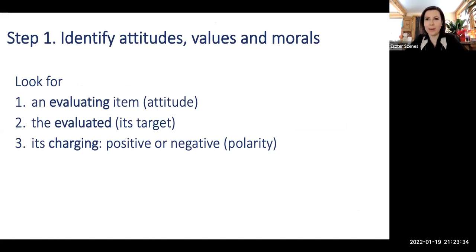So what are we doing here when we analyze axiological constellations using appraisal and the concept of axiological cosmology? The first step is to identify the attitudes, the values, and the morals that color a text. So we want to look for evaluating items. These are realized by the resources of attitude. We also want to look for their target. So what is actually being evaluated by these evaluating resources? And then, of course, it's really important to look at their charging, whether they're positive or negative.